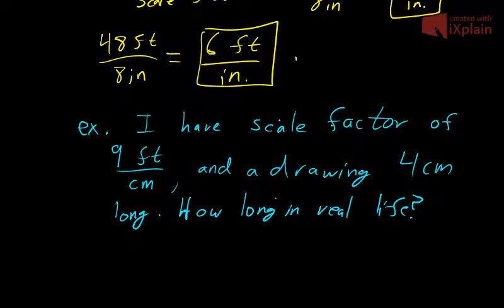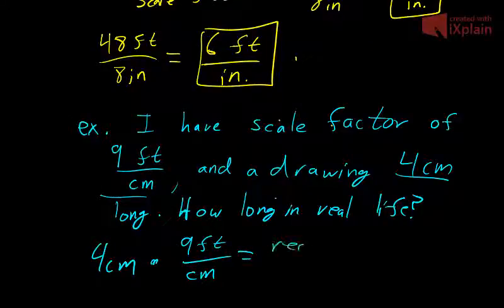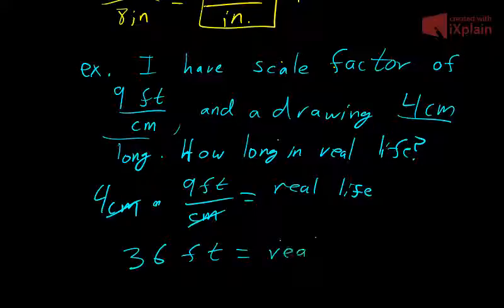So to figure out how long this is in real life, I'm going to start by taking my 4 centimeters, and I'm going to multiply by the scale factor, which is 9 feet per centimeter, and that's going to equal the real life length. And after that, 4 times 9, I know is going to be 36. I have centimeters on top and on bottom, which cancel, and my feet is left, so my real life length is going to be 36 feet.